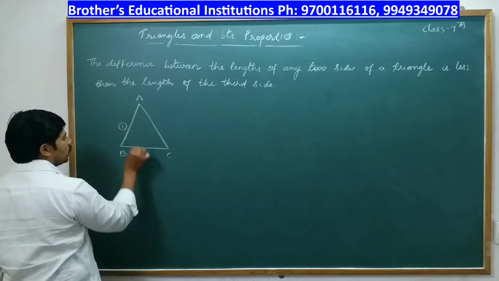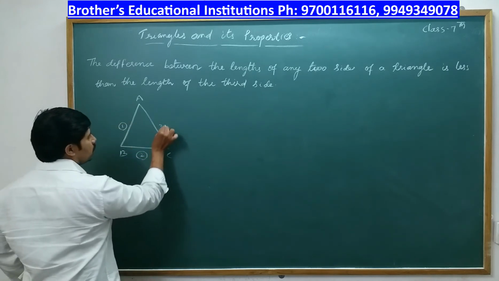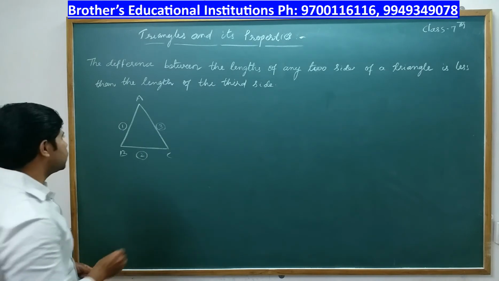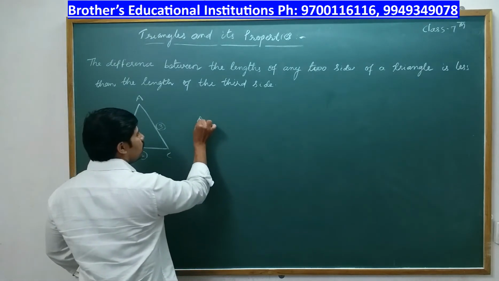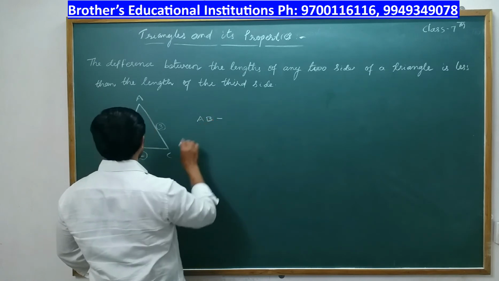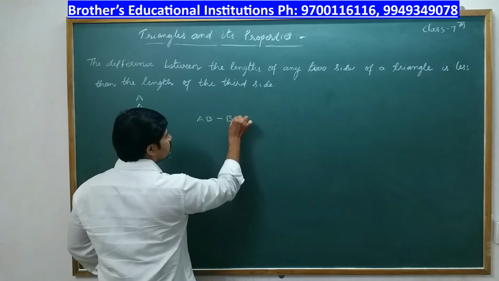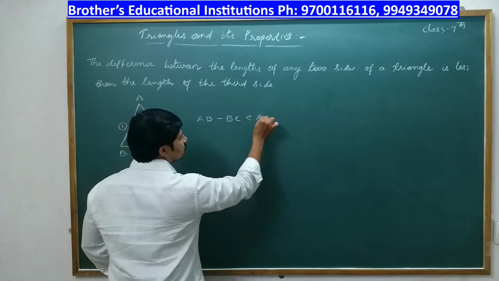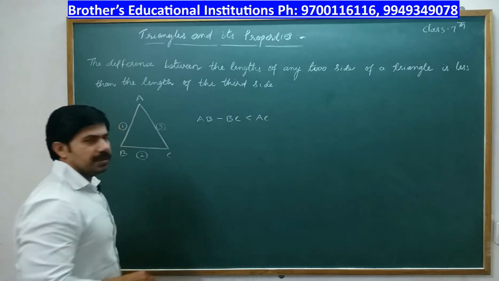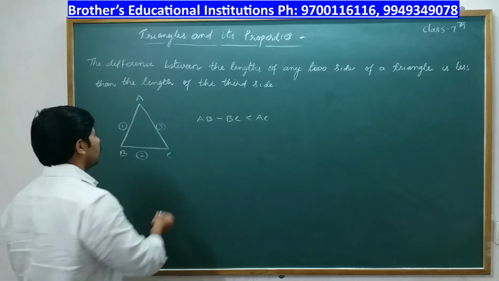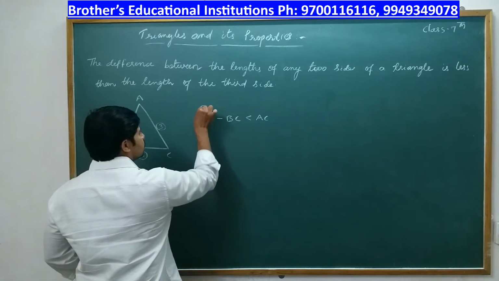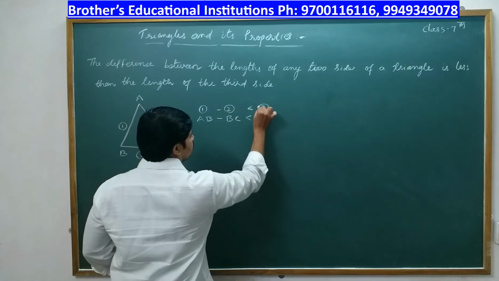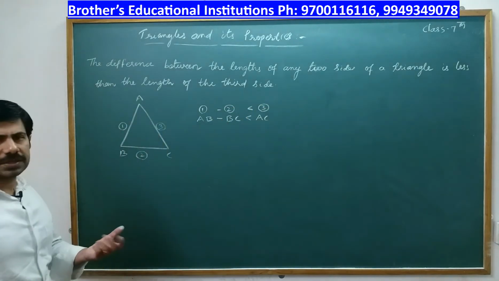Represent them as 1, 2, 3. Now here, the difference of any two sides, that means AB minus BC, the difference between any two sides is less than the third side. AB minus BC is less than AC. That means the first side minus the second side is always less than the third side. The difference of two sides is always less than the third side.